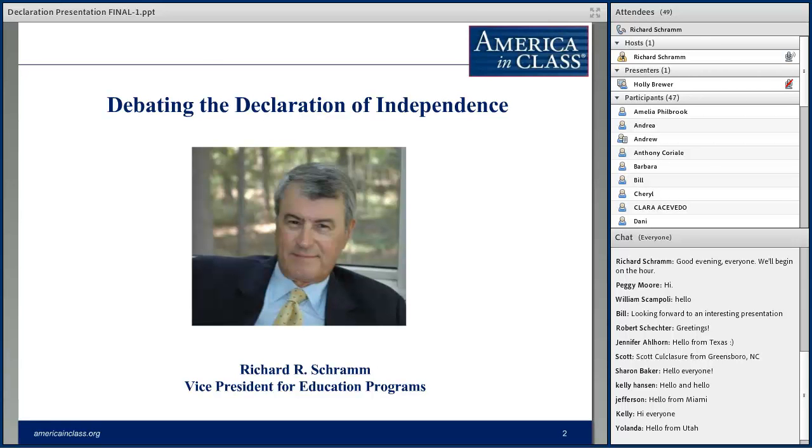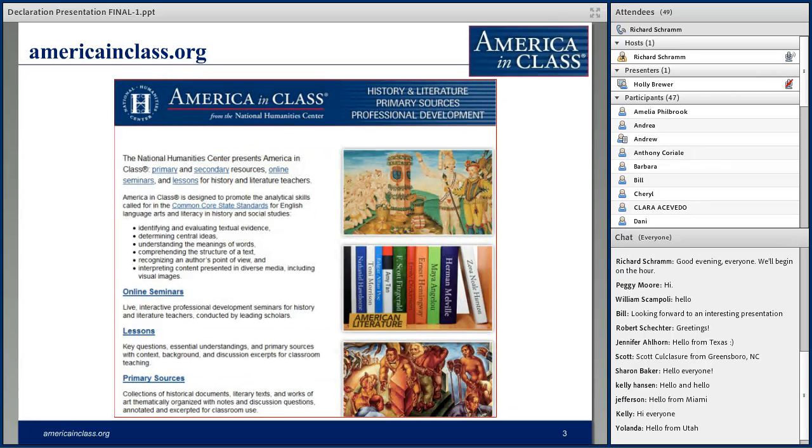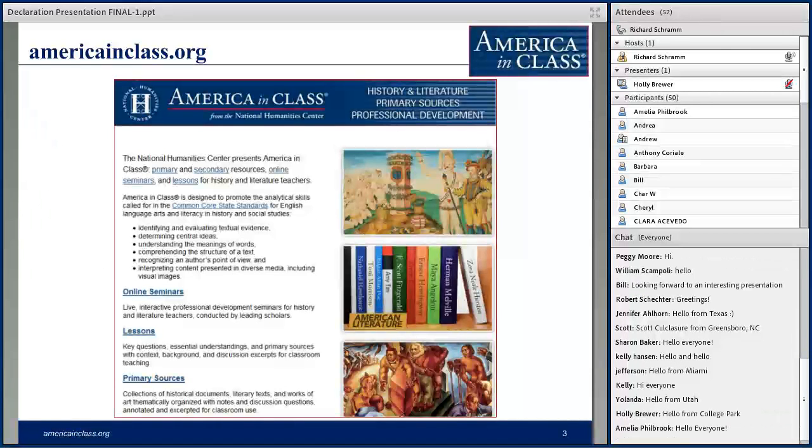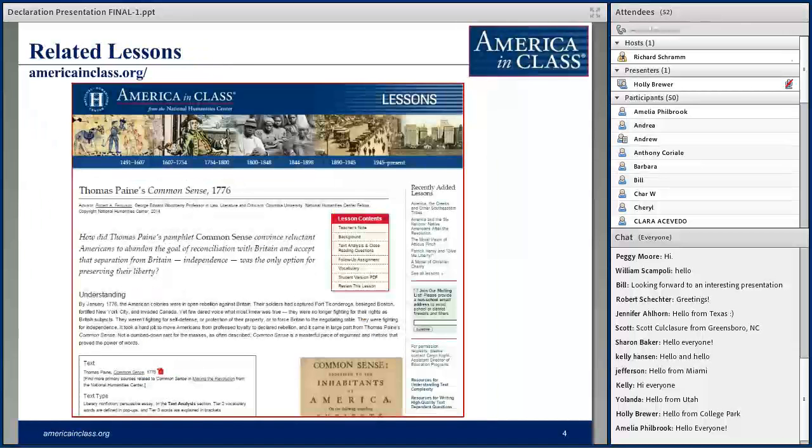Before we get into the heart of the matter this evening, let me briefly introduce you to America in Class and the National Humanities Center. America in Class is sponsored by the Humanities Center, an institute for advanced study located in Research Triangle Park, North Carolina. Our main mission is to provide fellowships to scholars from abroad so that they can come to the center and research and write on topics in literature, history, philosophy, and criticism of the arts. But we also offer a wide array of programs and resources for American history and literature teachers. You've already discovered our webinars, and if you go to americainclass.org, you will discover all the resources that we provide for teaching American history and literature.